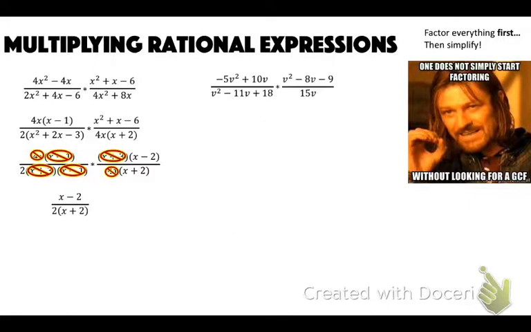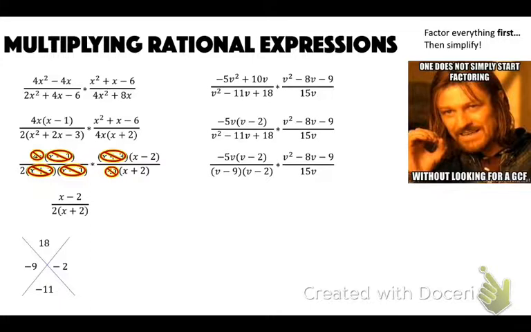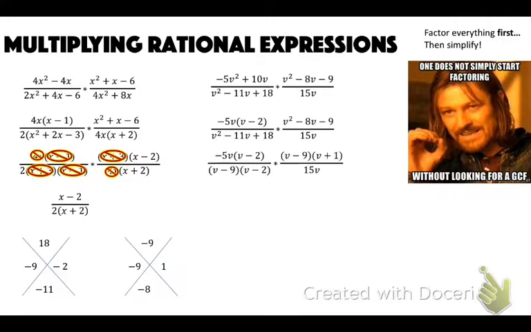Okay, let's do this one. So start by taking out GCF. So like on that 5v squared plus 10v, I can pull out a negative 5v. So I'm left with a v minus 2, and then everything else stayed the same. Now I'm going to factor everything. So I want to see what multiplies to be 18, adds to be negative 11. Well, it's negative 9 and negative 2. So that replaces that right there. This one, I want to see what multiplies to be negative 9, adds to be negative 8. Well, it's negative 9 and 1. So that replaces that right there.